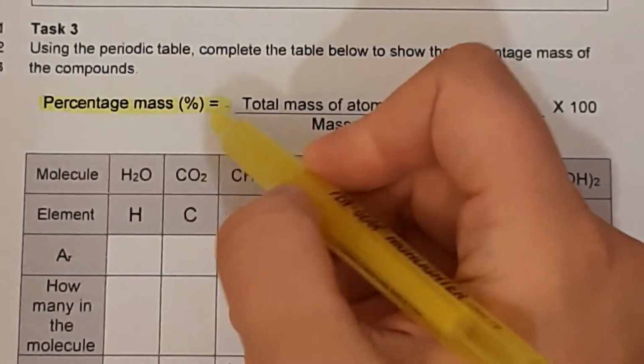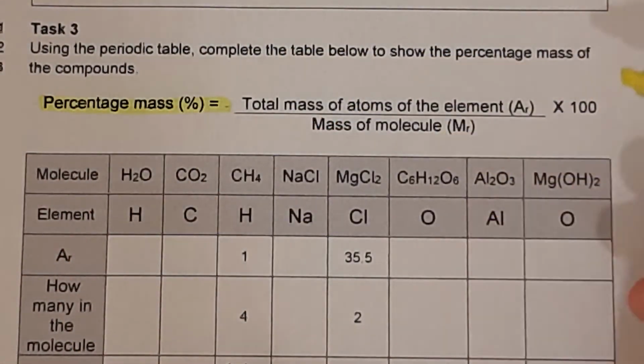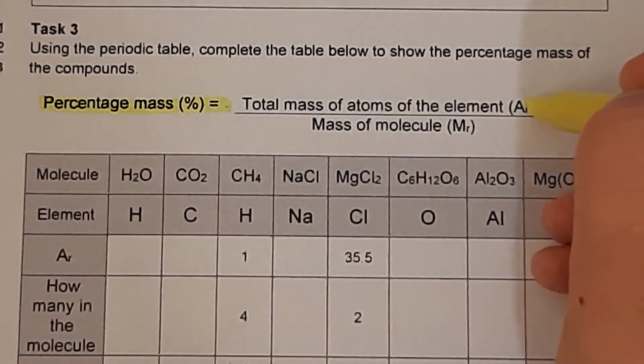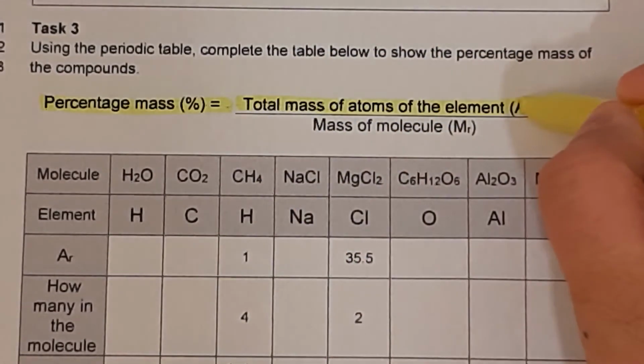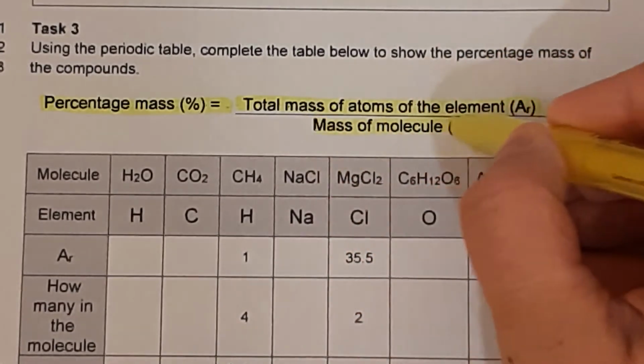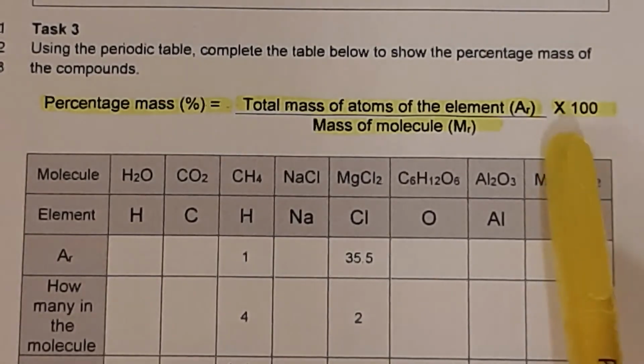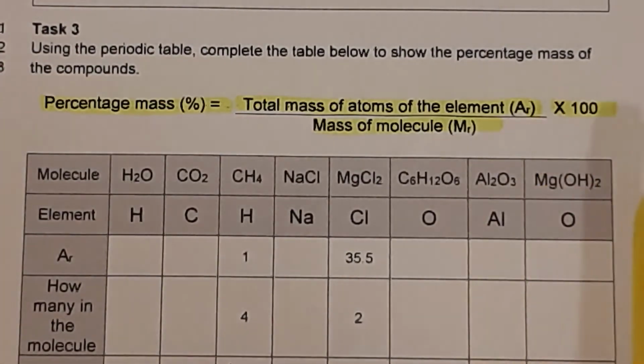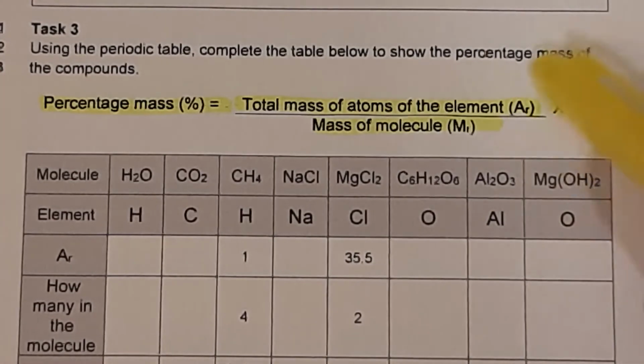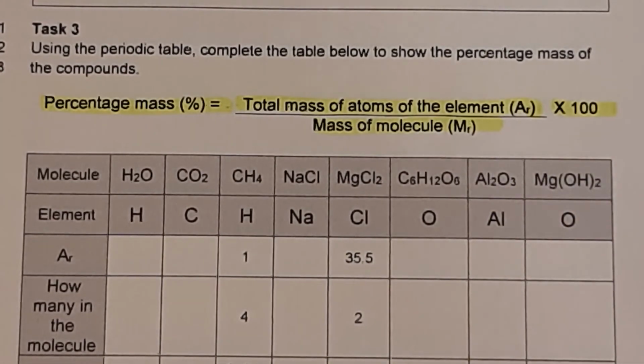Percentage mass equals the total mass of atoms in the element, the Ar, the relative atomic mass, divided by the Mr, which is the mass of the molecule, all multiplied by 100. Do not forget to multiply by 100. Whenever I see errors with this, it's almost always they forgot to multiply by 100. So I get people saying it's 2% or 0.2%, when in fact it's 20%. Or they'll tell me it's 0.5% instead of 50%. Or they'll give me a really, really small number.